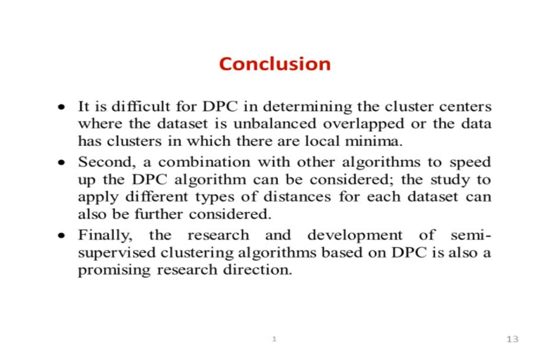First, it is difficult for DPC in determining the cluster centers where the dataset is unbalanced, overlapped, or the data has clusters in which there are local minima. Second, a combination with other algorithms to speed up the DPC algorithm can be considered, for example to reduce the time complexity of calculating the distance between points. The study to apply different types of distances for each dataset can also be further considered. Finally, the research and development of semi-supervised clustering algorithms based on DPC is also a promising research direction.